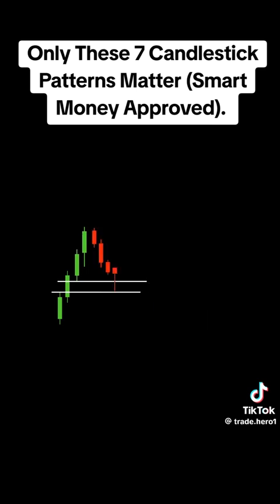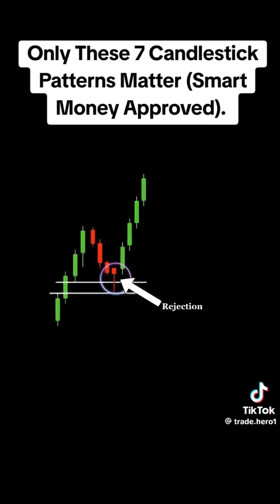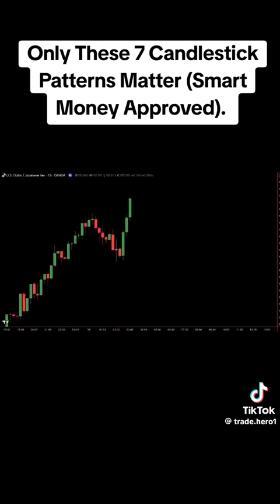So you wait for price to pull back into the zone. But don't rush in yet. You need to see a clear rejection. That rejection tells you the zone is respected, the market recognizes it, and smart money is stepping back in. That's your signal. That's your entry. Now, let me walk you through a real chart example.